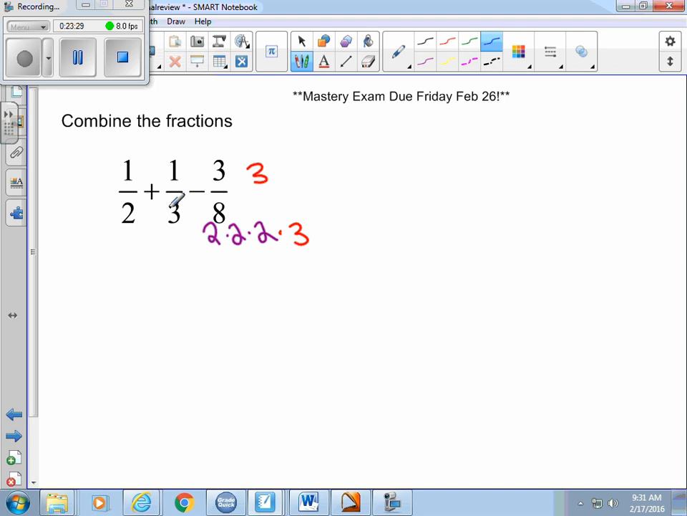What does the 3 need? It needs 2, 2, and 2, right? It needs all 3 of the 2s. Everyone agree? Or you could say it needs an 8, but we'll go with needs a 2, 2, and a 2. Just for room, I'm just going to put times 8 because I don't have room to put 3 2s.